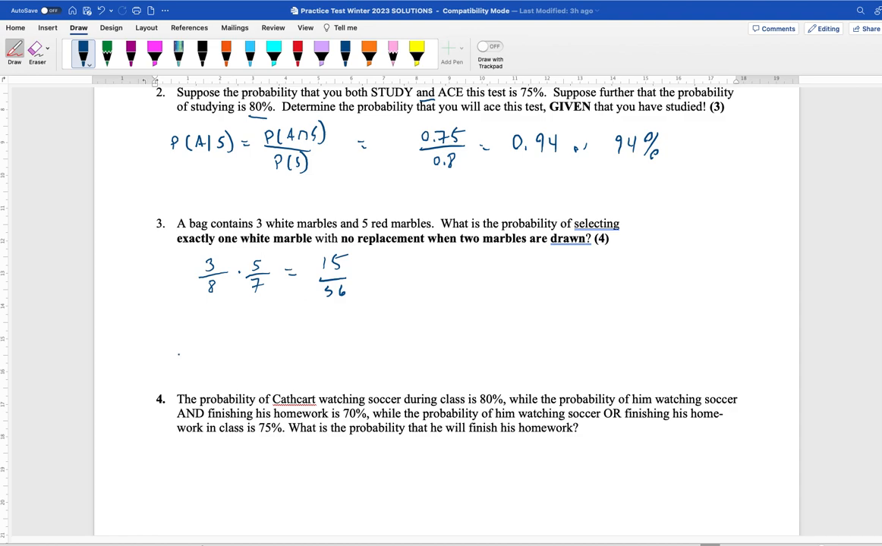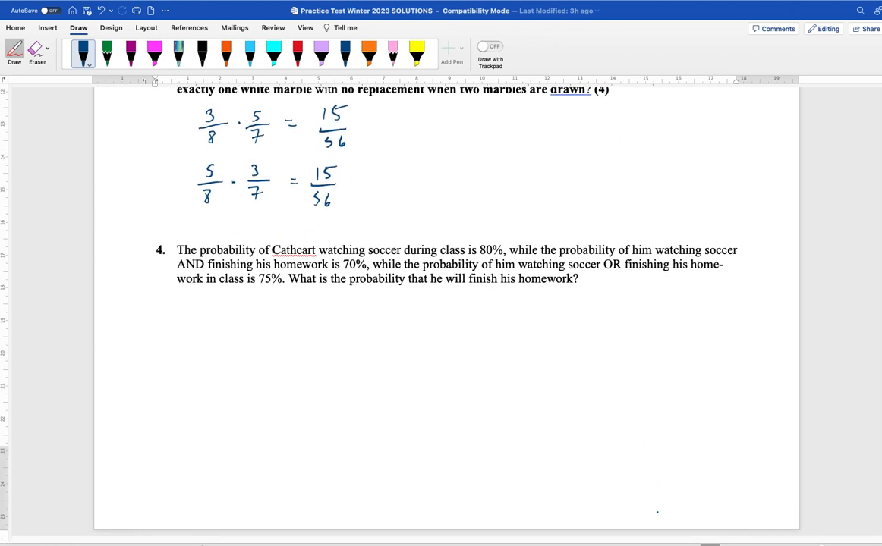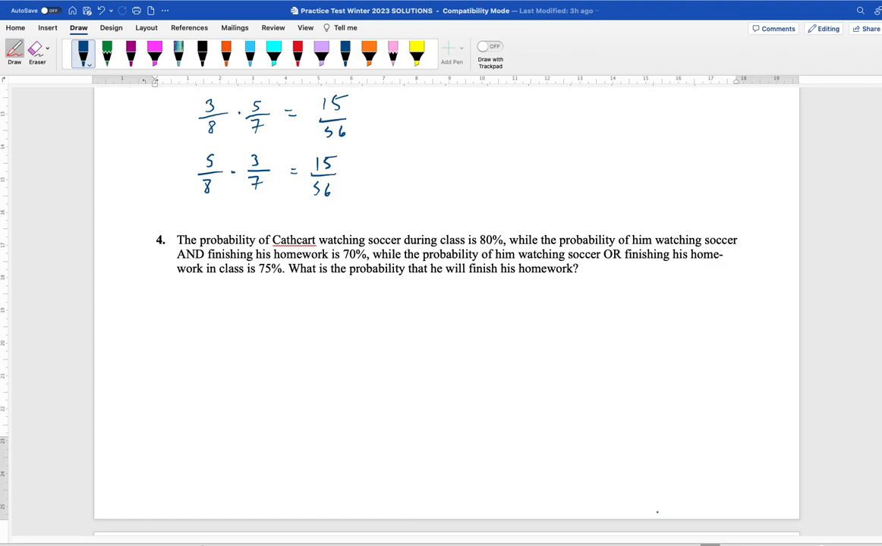Now you could say, what would happen if I pulled the red marble first? So 5 over 8 times 3 over 7, okay, is going to give me the exact same number. So it doesn't matter realistically what ball you're going to pull first. So 15 over 56 also equals about 27%.